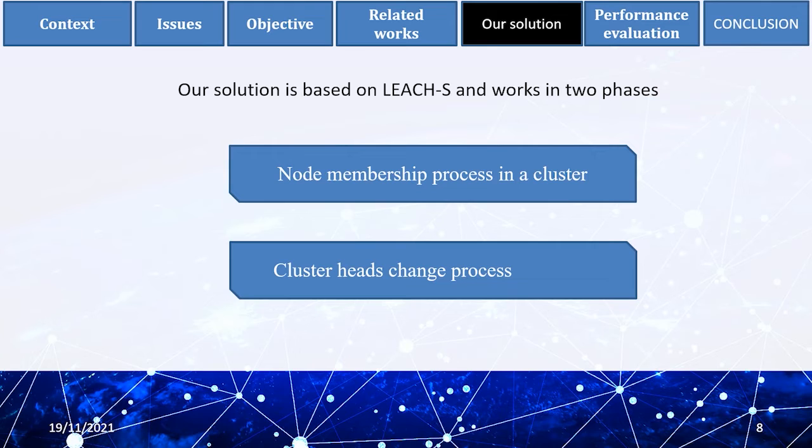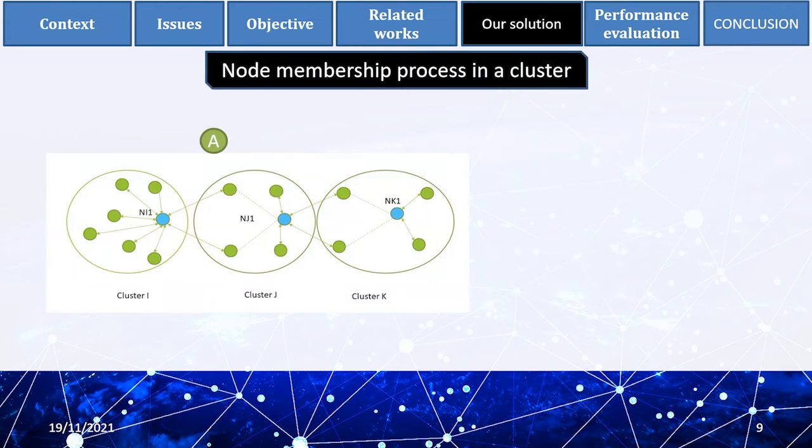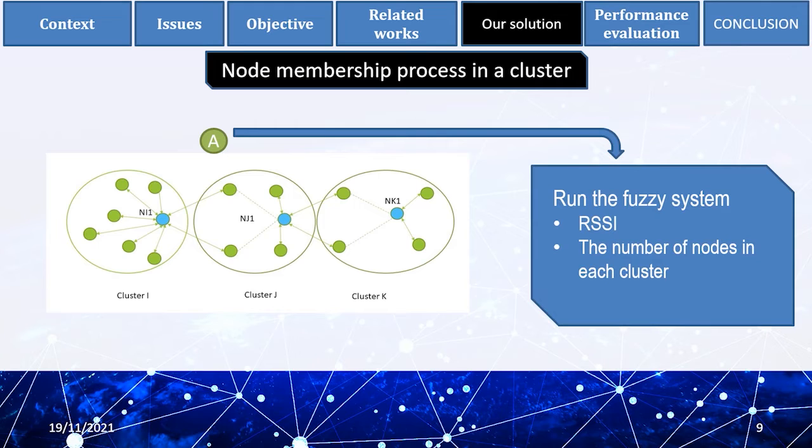Our solution is based on LEACH-S and works in two phases. In the first phase, we do the node membership process in the cluster, and in the second phase, the cluster head change process. If a node receives an announcement message from several CHs, the cost associated with each cluster head is calculated using the fuzzy system.